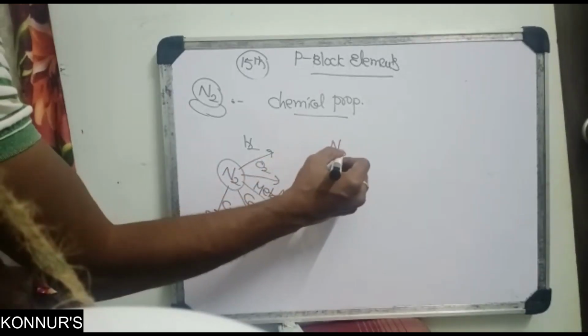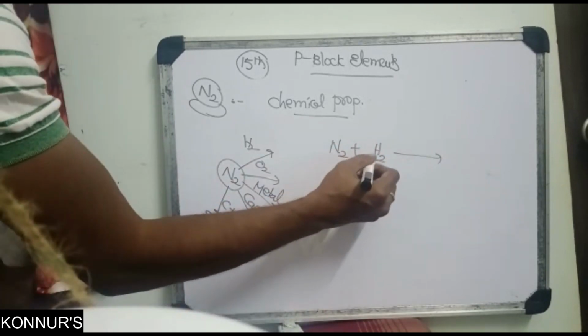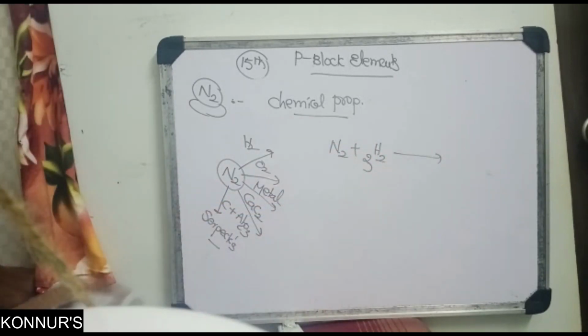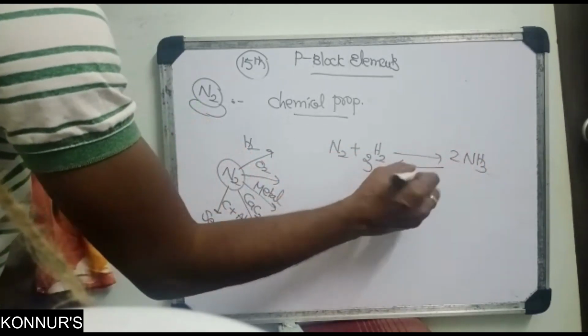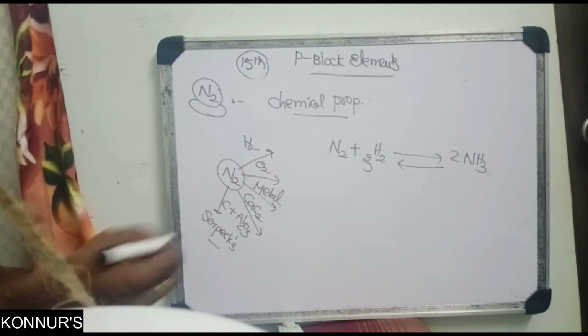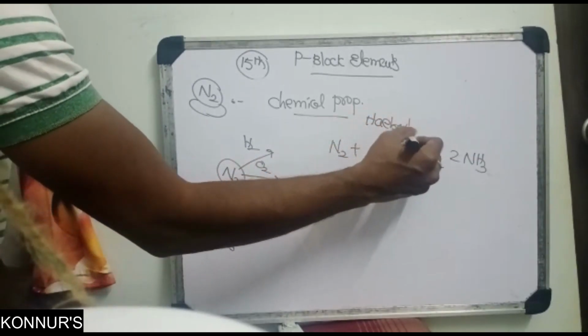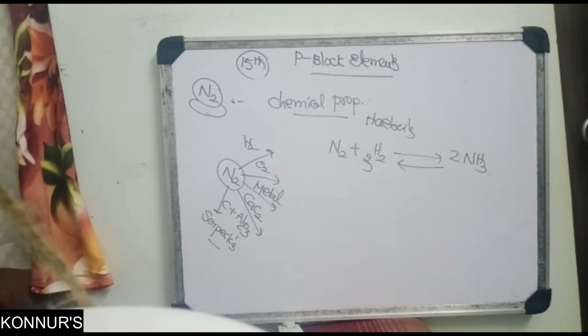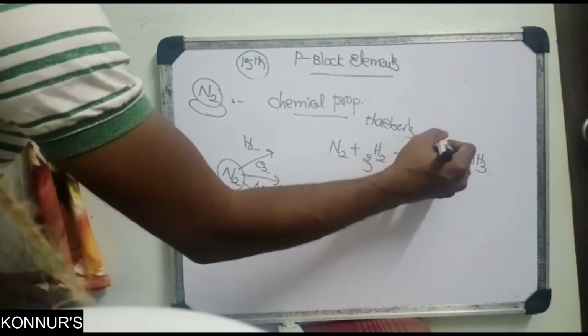See, nitrogen reacts with hydrogen. 3 moles of hydrogen give 2 moles of ammonia. It is a reversible reaction. This is Haber's process. Ammonia is prepared by Haber's process. Who is the catalyst? Iron is the catalyst.